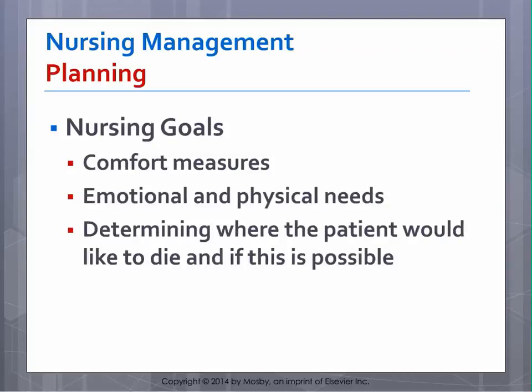The nursing goals are comfort measures, emotional and physical needs, and determining where the patient would like to die and if this is possible. ICU is where many patients experiencing brain death spend their last hours. Planning for end-of-life care may be particularly challenging here. Organ donation may be brought up, and consultation from palliative care specialists may help with coping.